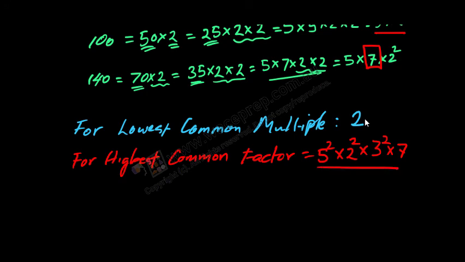So this is our highest common factor, and the result of that would be 25 times 4 times 9 times 7. Let's use a calculator to calculate the value of that. If we do 25 times 4 times 9 times 7, we get 6,300, and that is the highest common factor of 90, 100 and 140.